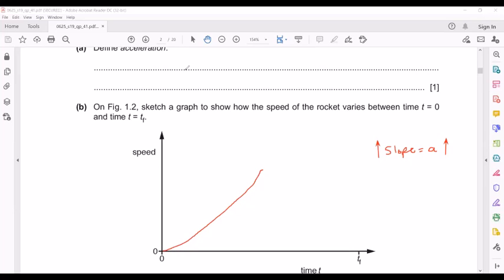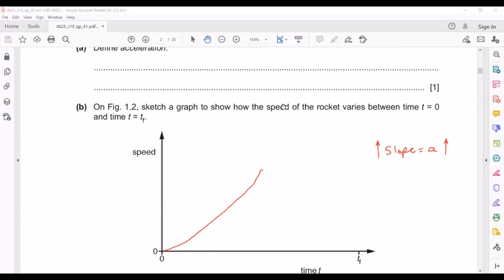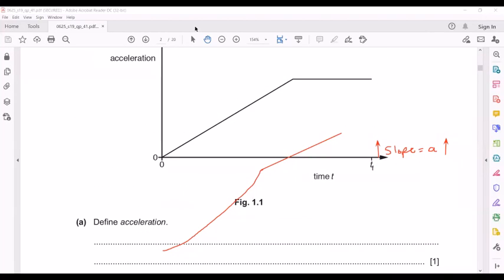Then here the acceleration is constant. So constant acceleration means slope should be constant. And how do we represent a constant acceleration or constant slope? So first part, because acceleration is increasing, so the slope should increase. The second part, acceleration is constant, as you can see from this graph. This part acceleration was increasing, and the other part acceleration is constant.